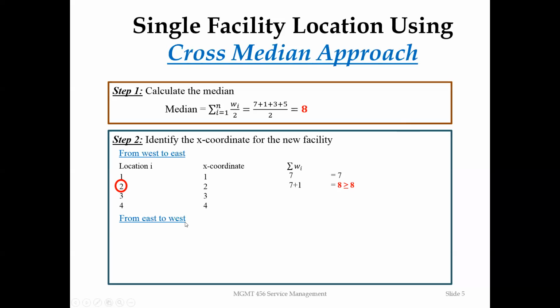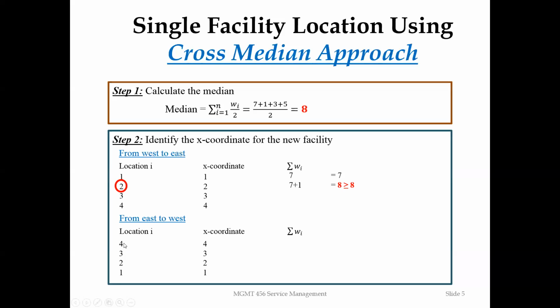We go from east to west. If you look at the previous map, you can see the order is city 4 first, then city 3, city 2, city 1. The x-coordinate for city 4 is 4, for city 3 is 3, for city 2 is 2, and for city 1 is 1. So let's keep adding all the weights.